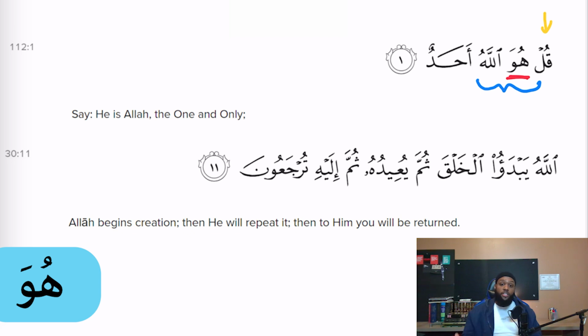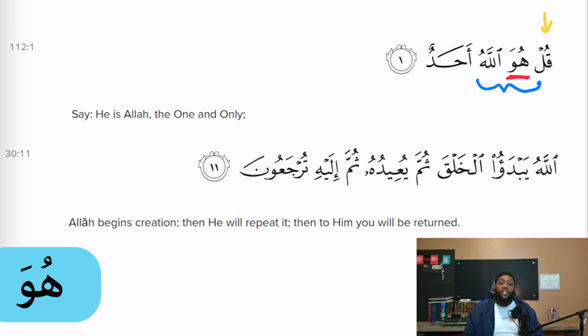Now, another thing to point out with huwa that goes for the other pronouns as well. Even though it's in the state of rafa, there's no dhamma, right? Or dhammatain. There's also no al at the beginning, right? So again, veering away from the common signs of a typical ism. And even though there is no al, and this goes for all of the pronouns, they're definite, right?